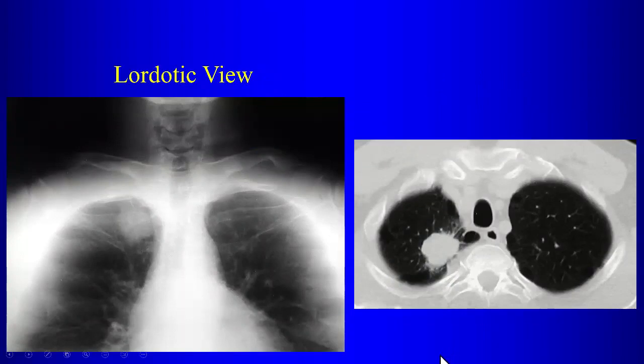I've only come across two cases where the lordotic view was actually helpful, and this is one of them, right? So lordotic view here, and it makes it a lot more obvious that there's a mass now in the right apex, okay?